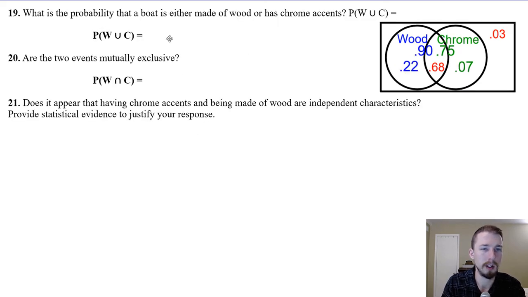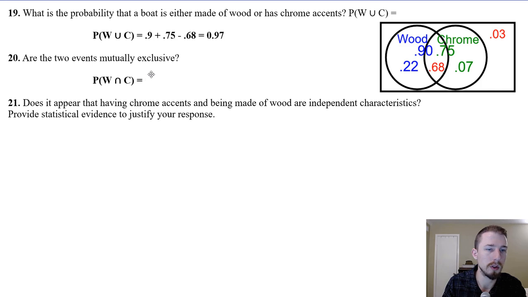What's the probability that a boat is either made of wood or has chrome accents? So that's going to be the union of the two. We said that was 97% earlier. You could take the 90% plus the 7% of only chrome. Lots of different ways to do it. You can also add the marginal, then subtract the overlap, which is what I showed here, which will give us 97%. Then, of course, we got 3% on the outside.